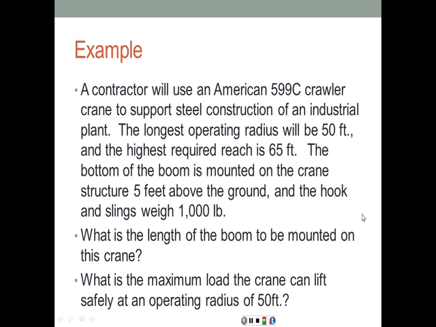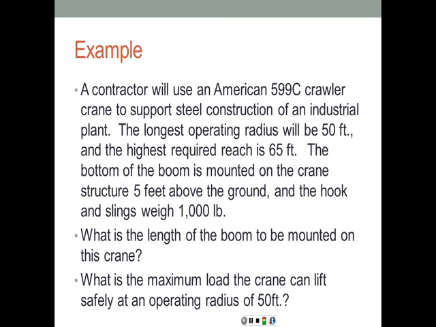So let's look at an example here. A contractor will use an American 599C crawler crane, C for crawler, to support steel construction of an industrial plant. The longest operating radius will be 50 feet, and the highest required reach is 65 feet. That's the vertical reach. The bottom of the boom is mounted on a crane structure 5 feet above the ground, and the hook and slings weigh 1,000 pounds. What is the length of the boom to be mounted on this crane, and what is the maximum load the crane can lift safely at an operating radius of 50 feet?